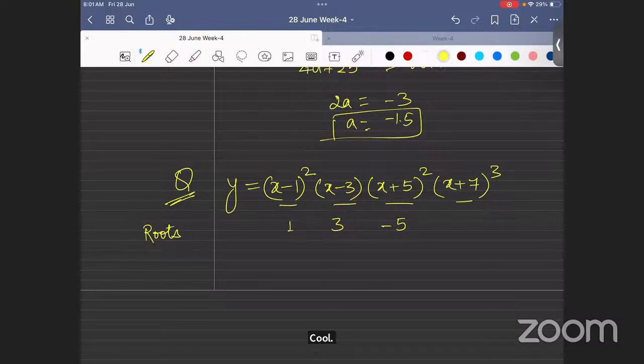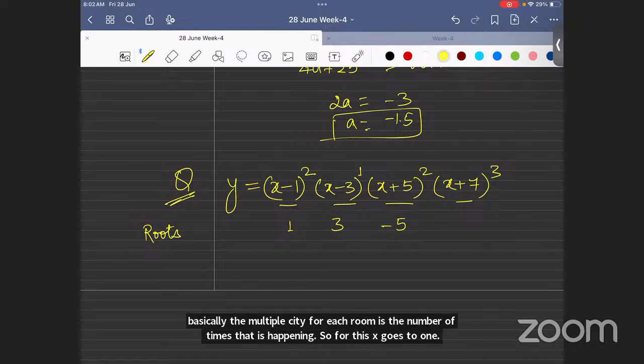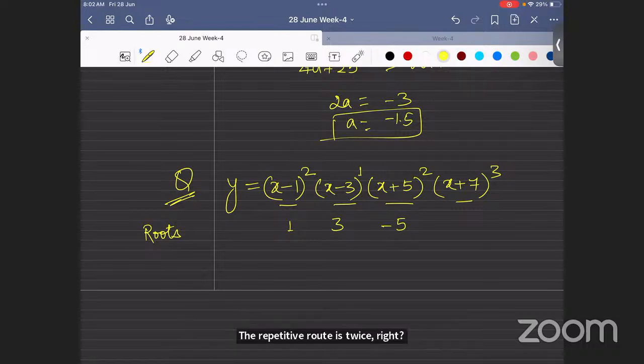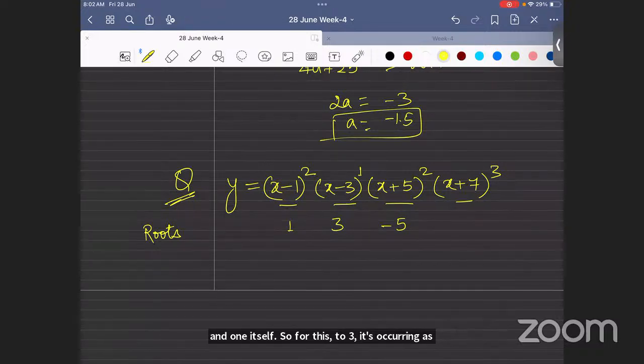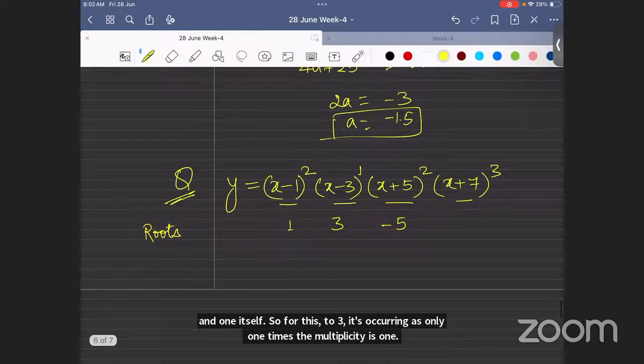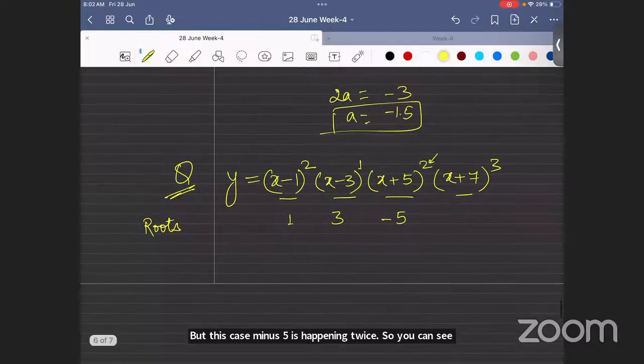So this is the repeated root. 1 is occurring 2 times, and 3 is occurring only 1 time, so the multiplicity is 1. Basically the multiplicity of each root is the number of times it occurs. For x equals 1, the repeated root occurs twice, so x equals 1 and 1 itself. For x equals 3, it's occurring only 1 time, so the multiplicity is 1. In this case, minus 5 is occurring twice, and minus 7 is occurring thrice.